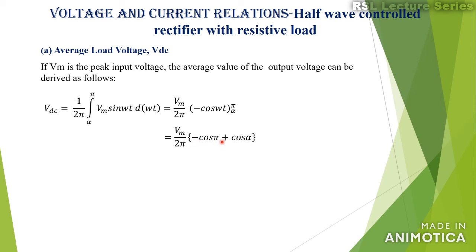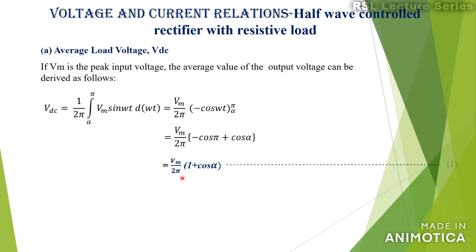Minus of minus will become plus, so plus cos alpha. We know that cos pi is minus 1, so already we have minus here, so minus of minus 1 will be plus 1. So the average value of DC voltage will be equal to Vm by 2 pi into 1 plus cos alpha.